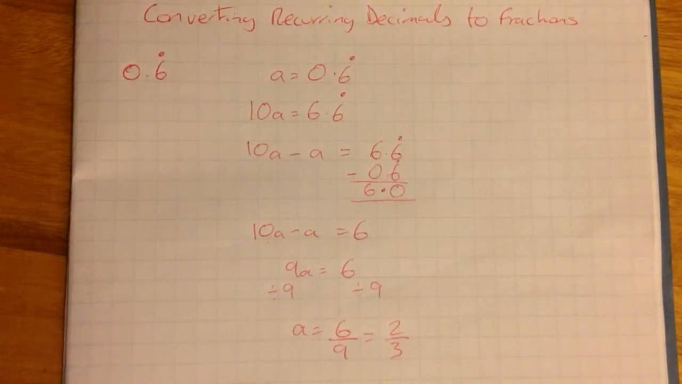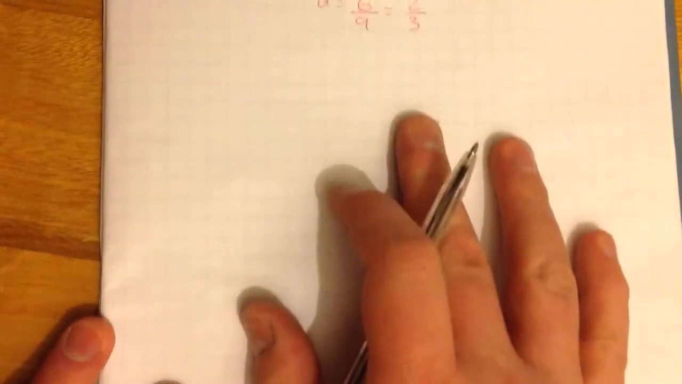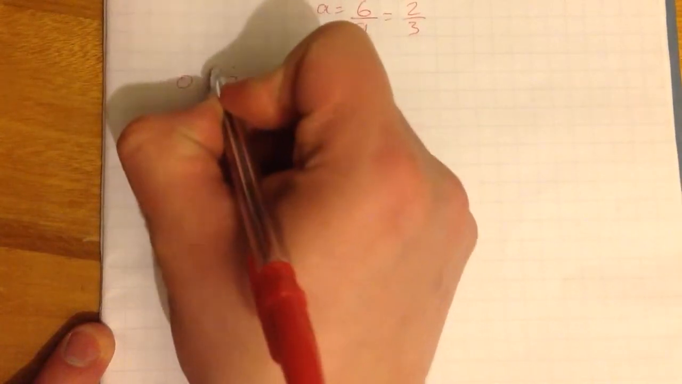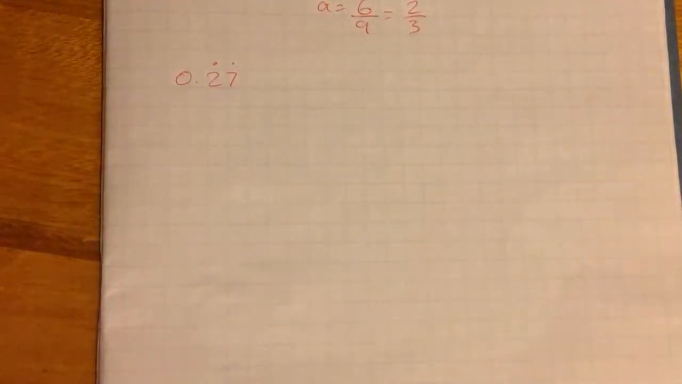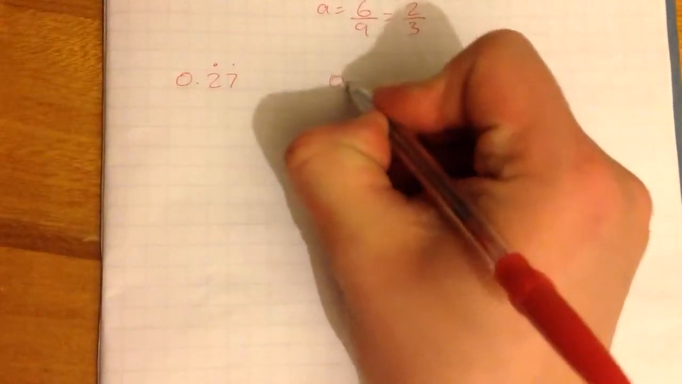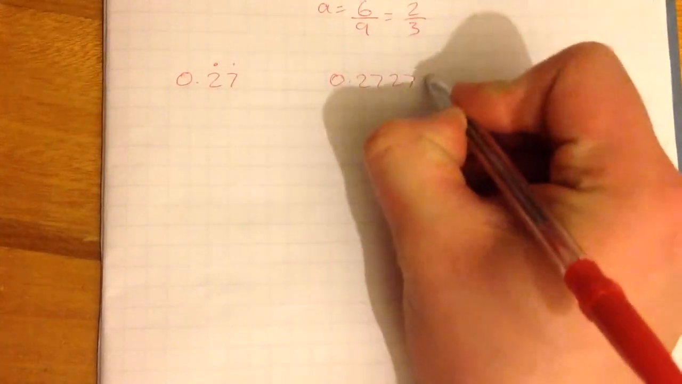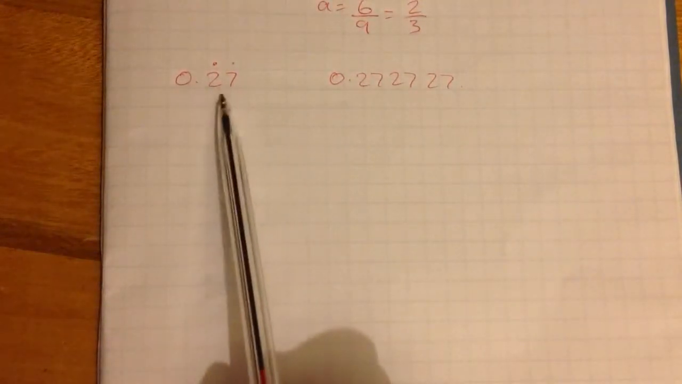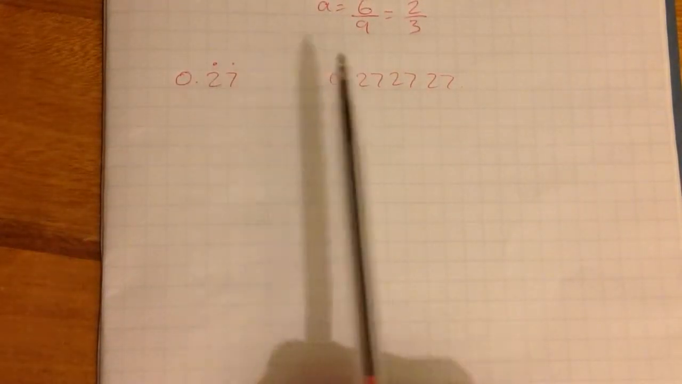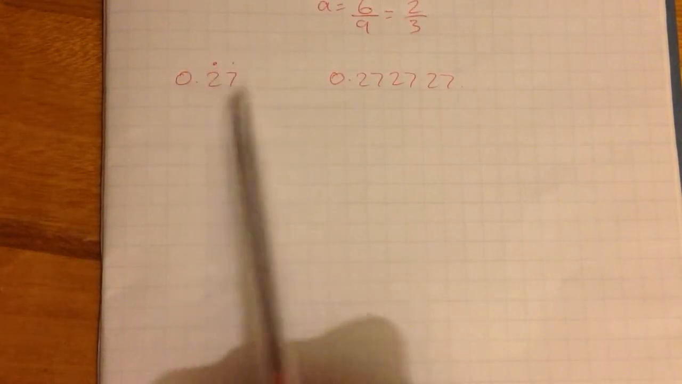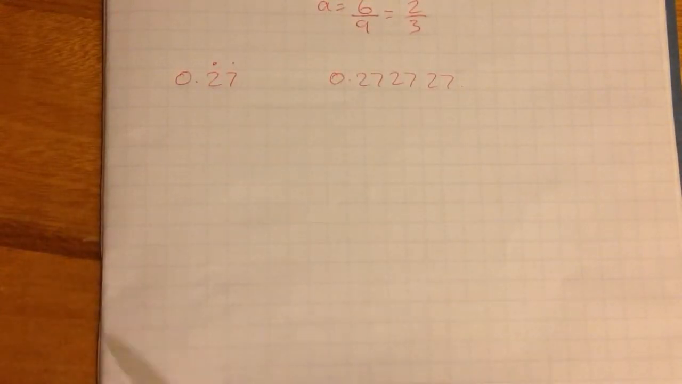Okay, we'll try something a little bit more complicated. We have got 0.27 recurring. So if we were to write that number out in full, it would be 0.272727, and so on. Now we can't multiply that by 10. We can, but it won't help us, because that would give us 2.72 recurring, and that's not easy to do that bit of subtraction on. So we need to be a little bit cleverer.